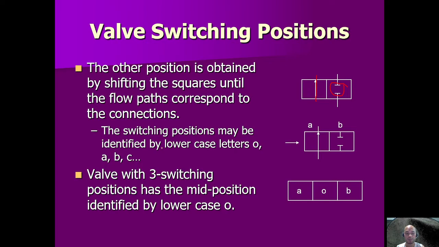The switching positions may be identified by lowercase letters a, b, c. So these are the switching positions: position a, and position b. So there are two positions. And then there is an arrow here, so it depends if the position will change to that direction. How about here at the bottom? This is a valve with three switching positions. There are three squares, so three positions. The mid position is identified by the lowercase o, the neutral position.